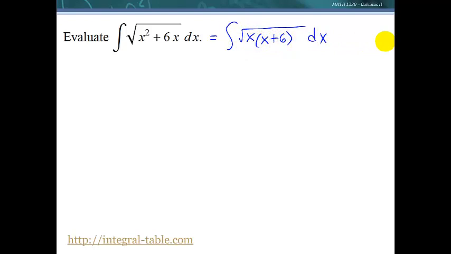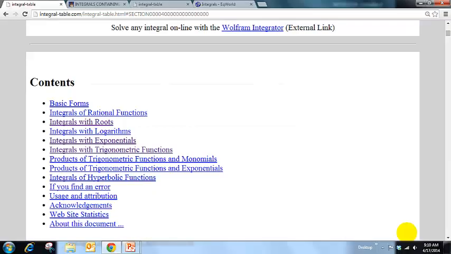If that isn't the case, there's another option here: complete the square, make this a perfect square, and get something I can look up that had an x squared. But let's see first if we can find this. So I'm going to go back to the integral table. And looking at my choices, I'm going to choose integrals with roots.